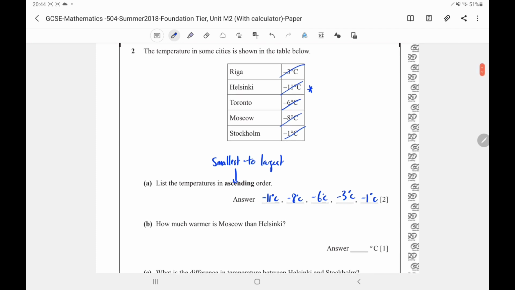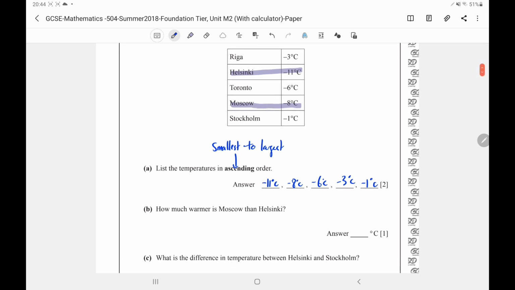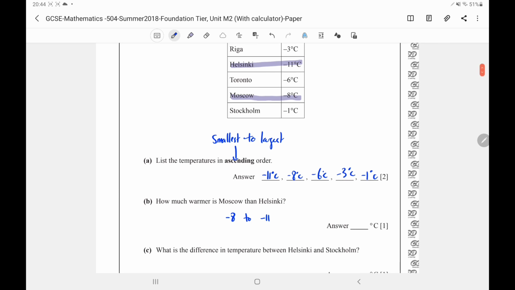How much warmer is Moscow than Helsinki? So here is Moscow, here's Helsinki. So the difference between minus 8 and minus 11, well, that's going to be 3 degrees Celsius. And in the calculator, it's a calculator paper, you could do minus 11 subtract minus 8 if you wanted to get 3.